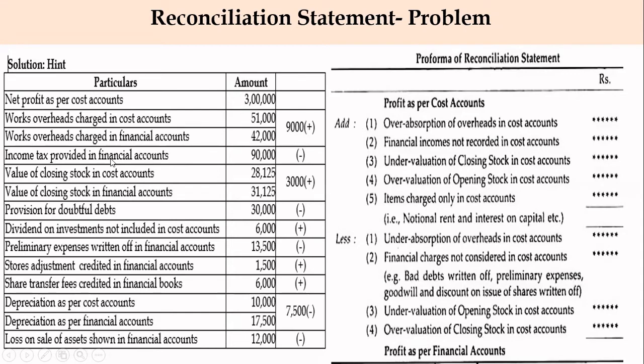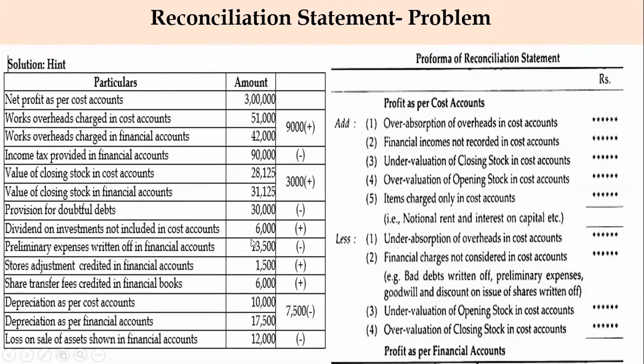Income tax provided in financial accounts 90,000. Income tax, it is a charge or it is an expense, we have to deduct it. Value of closing stock in cost, value of closing stock in financial accounts, it is undervalued in cost account rupees 3,000. Undervalued, it should be added to the format. Again, provision for doubtful debt, it is an expense, 30,000 should be deducted. Dividend on investment not included in cost. Dividend on investment, it is an income, so it should be added.